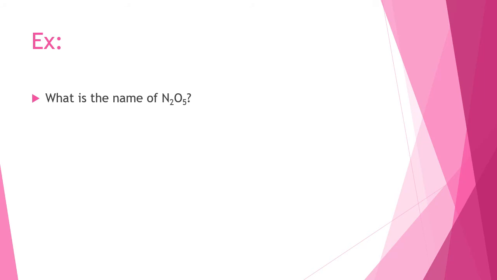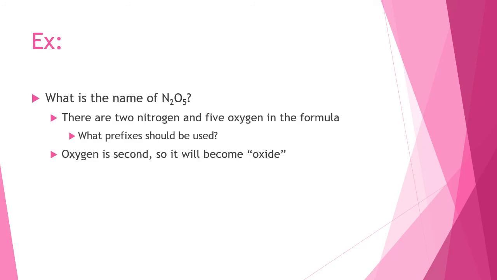Let's look at an example. What is the name of N2O5? First, we should look at how many of each element are present. There are 2 nitrogen atoms and 5 oxygen atoms listed in this formula. So, what prefixes should we use? The prefix for 2 is di, so the beginning part will become dinitrogen. The prefix for 5 is penta, so it would become pentaoxide.